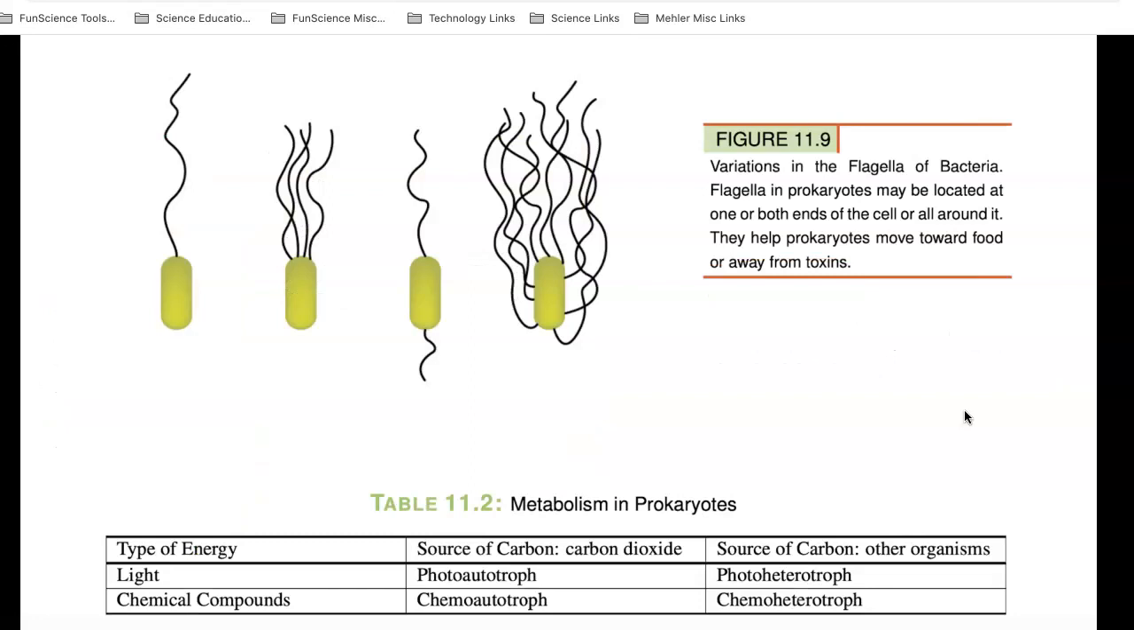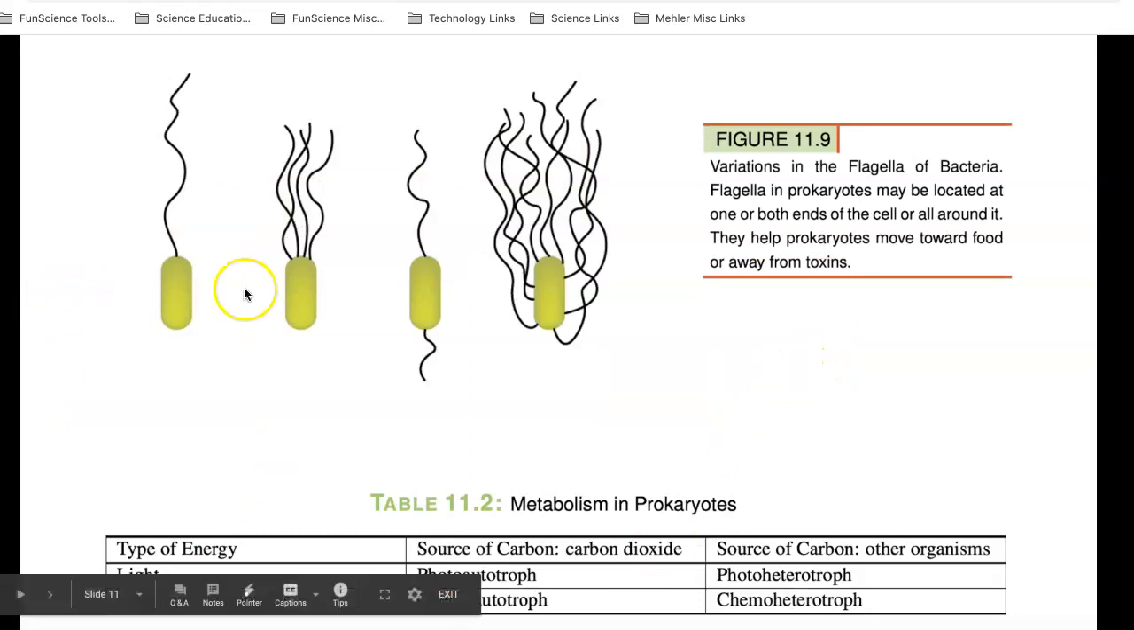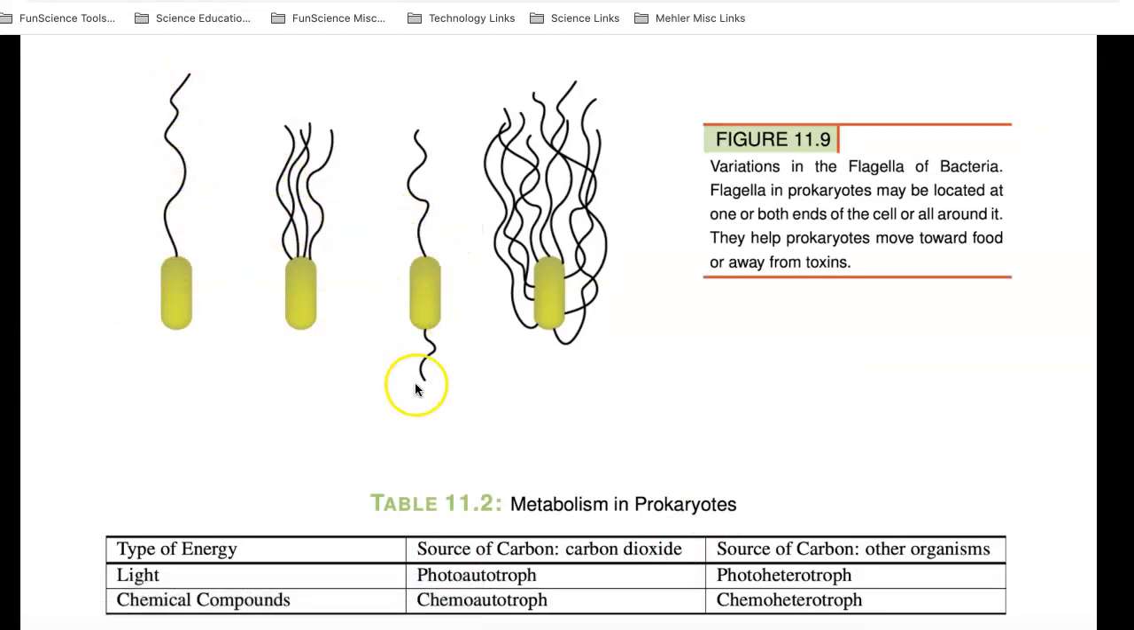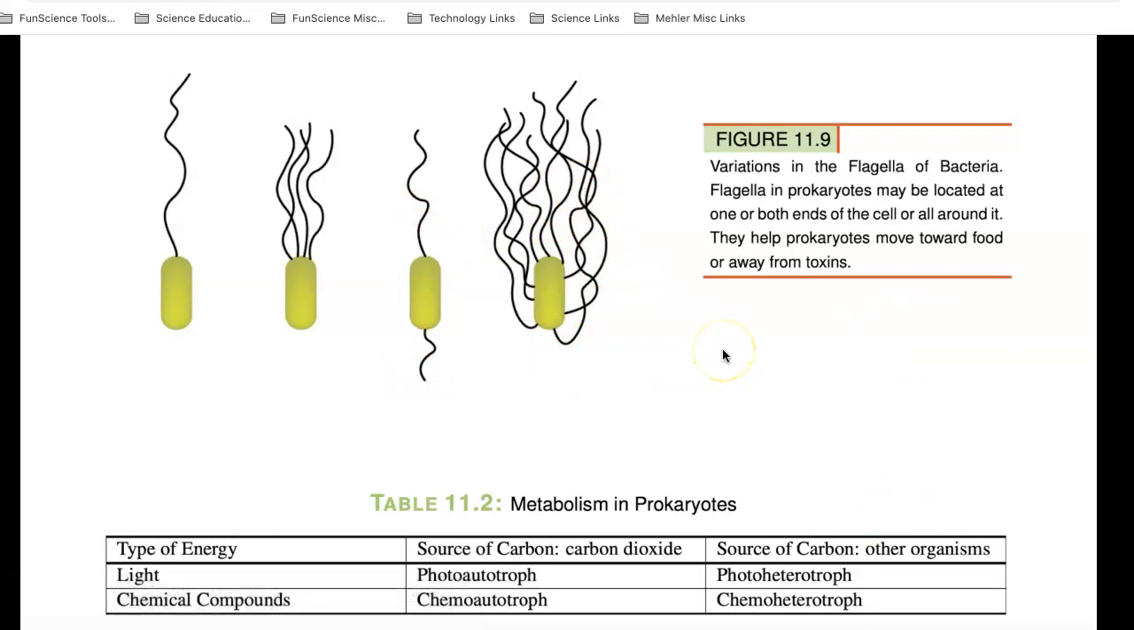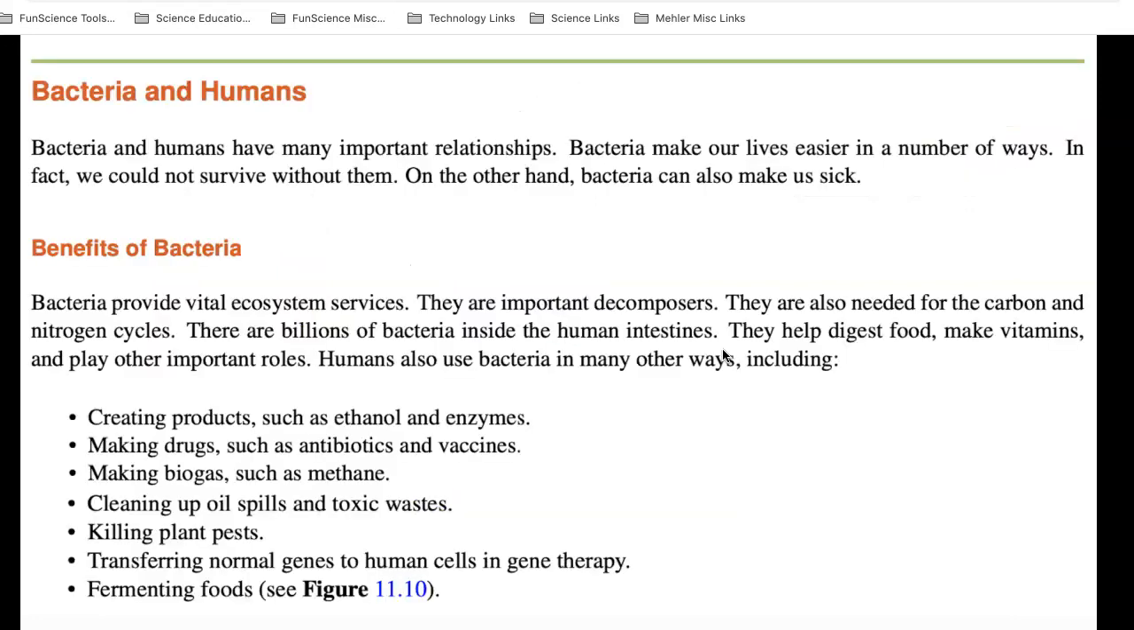Here are also the variations they have in the flagella of bacteria. Some bacteria motor around with just one, some have several, some have one on one side, one on the other, or some have them all over the place. And if we look at the bottom there in table 11.2, metabolism of bacteria or prokaryotes, most of them are photoautotrophs, but some can also be chemoautotrophs. Remember, scientists in the 1970s discovered an ecosystem of chemosynthetic bacteria at the bottom of the ocean.